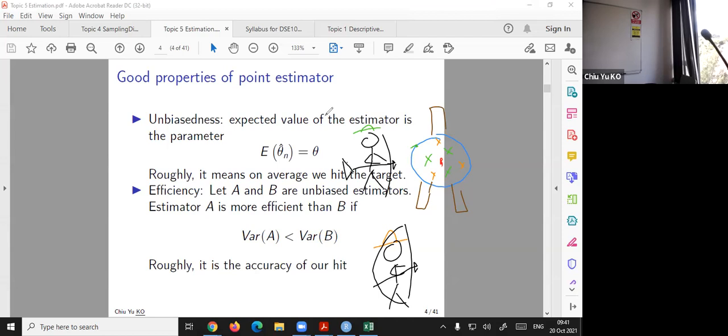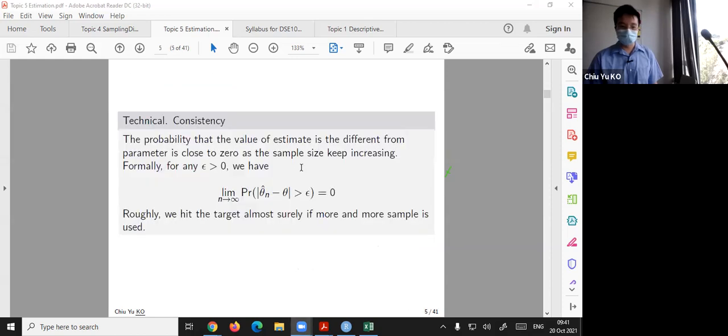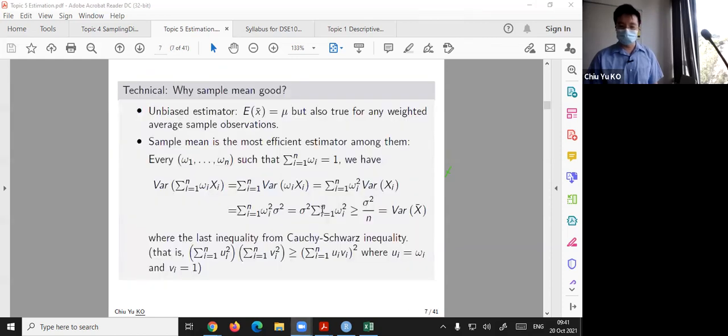Now we try to justify why we use the sample mean. We're not going to do the proof, but I'll give you the idea behind it. Just jump a little bit, to slide number 7. So why are we using the sample mean? The proof goes as follows.